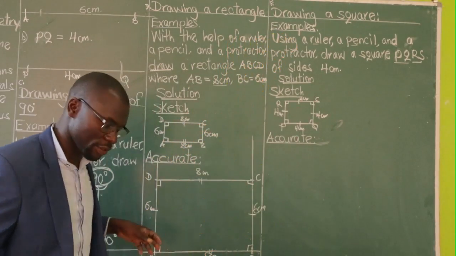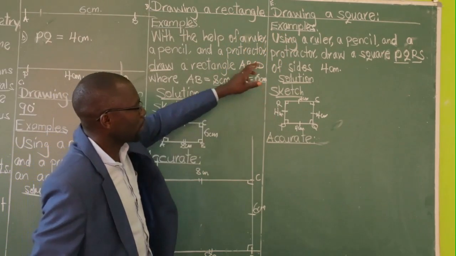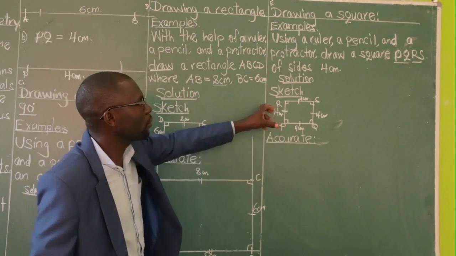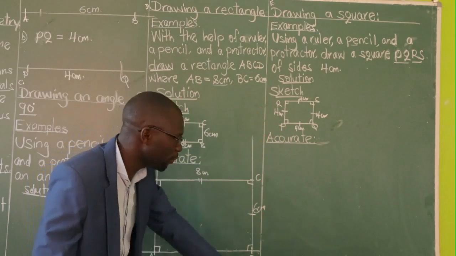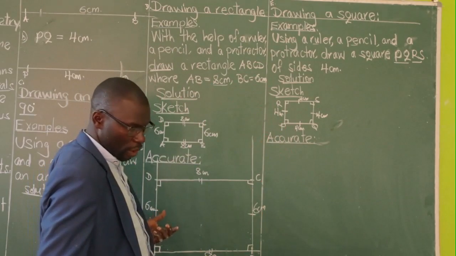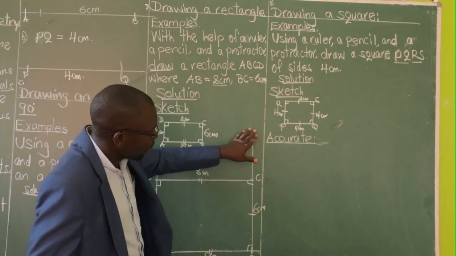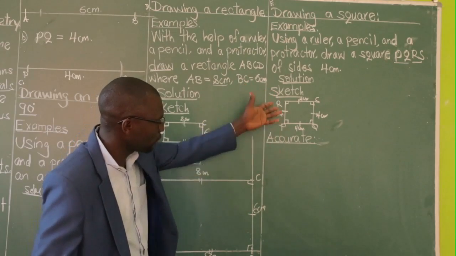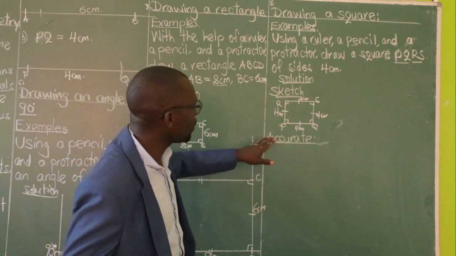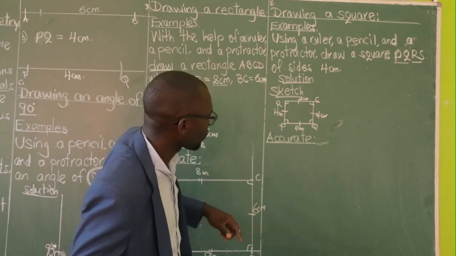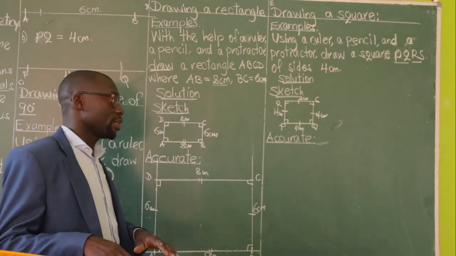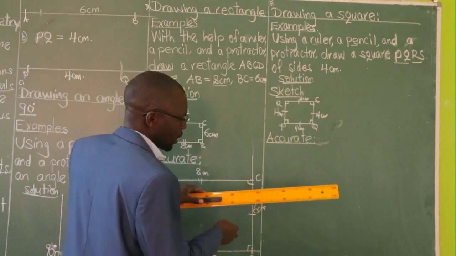Look around your house, your room, or the classroom and see where you have objects which are in a square form. Is it your book, your bed, or something else, a box? So check them. So then let's see how we can draw an accurate square of sides 4 centimeters.